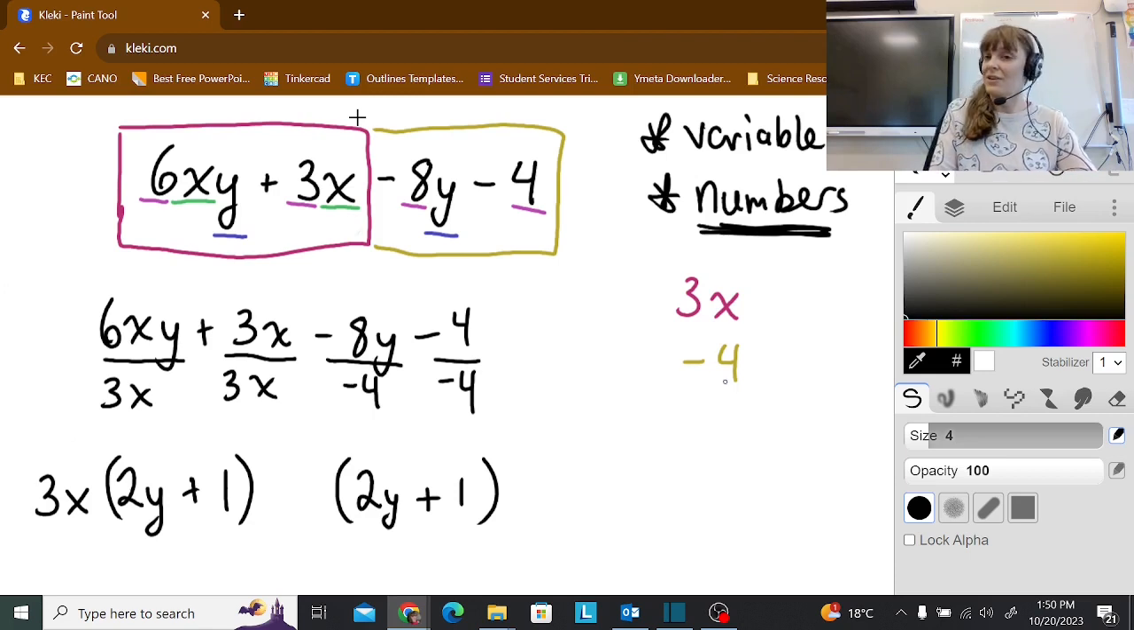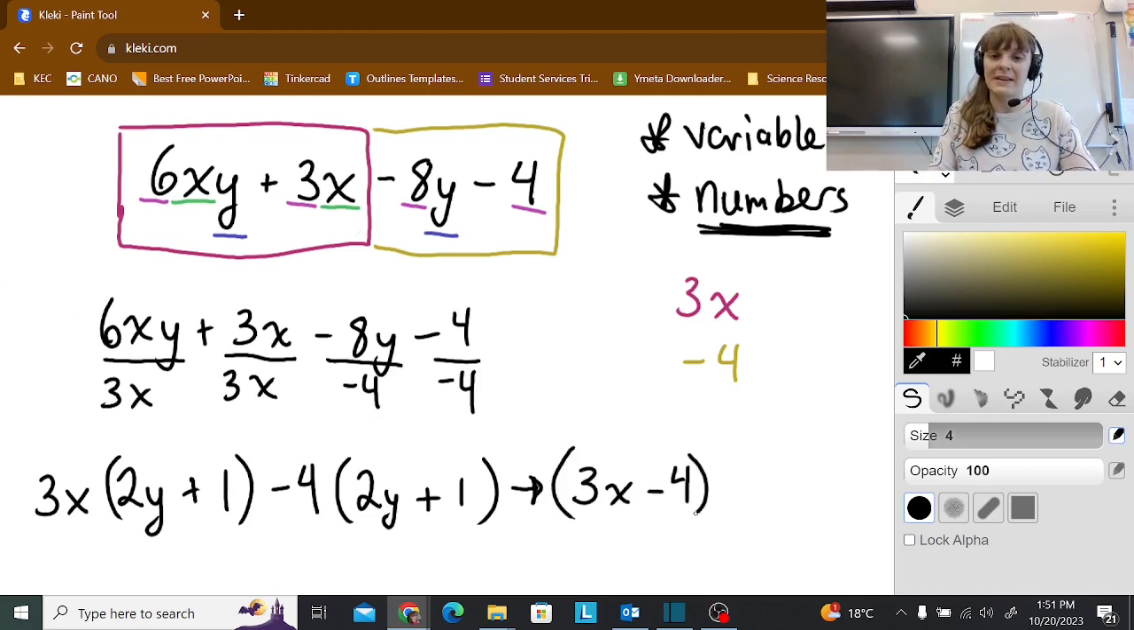I'm going to take this last common factor, and I'm going to put it on the outside of this bracket here. Now I have one more step to do. I am going to take my 2 common factors, right, my 3x and my negative 4, and I'm going to put them in a set of brackets. And then I'm going to make another set of brackets, and I'm going to put this common bracket right here, so 2y plus 1. And this is the final form of my factoring.